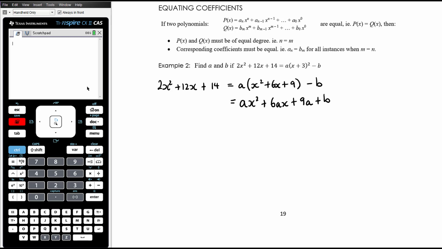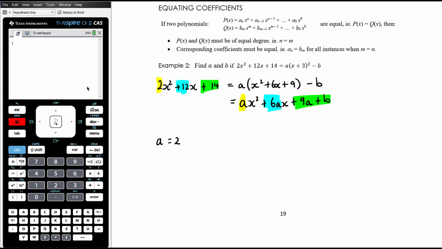What I mean by that is the coefficient of x squared on the left-hand side must be the same as the coefficient of x squared on the right-hand side. The coefficient of x on the left-hand side must be the same as the coefficient of x on the right-hand side. And the constant term on the left-hand side must be the same as the constant term on the right-hand side. So we get from the coefficients of x squared that a has to equal 2.